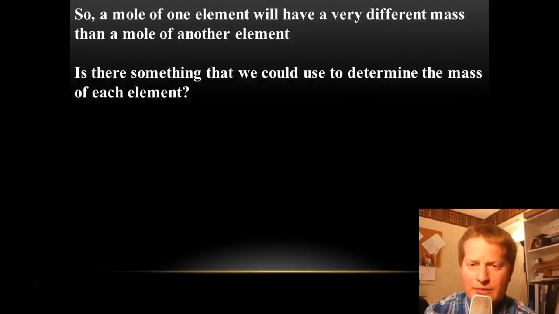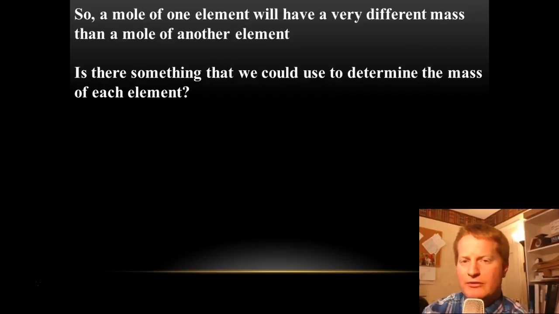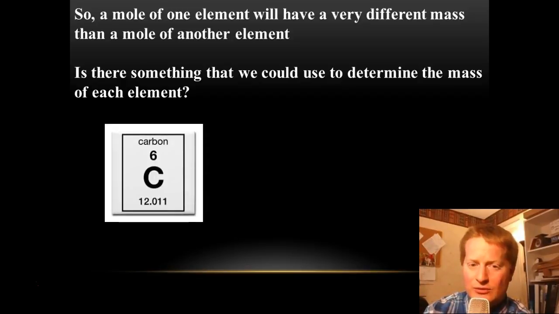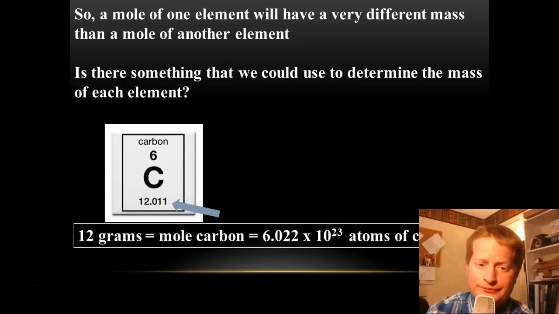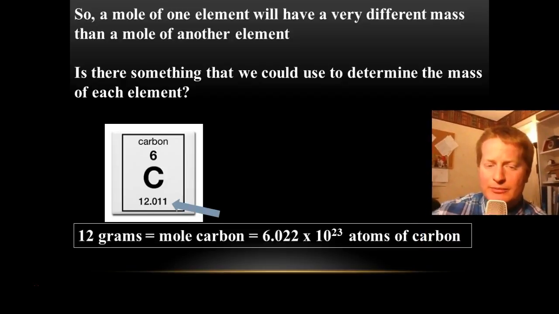So if they all have different masses, is there a way we could quickly look at some table somewhere that could give the masses of those elements? Well, actually, yeah, there is. On the periodic table, if we look at the atomic mass, we can now use that as molar mass. For example, we said before, carbon has a mass of 12 grams. That's how much 1 mole of carbon weighs on the balance. So if you have 12 grams of carbon, you're going to have 6.02 times 10 to the 23rd atoms of carbon, because you know you have 1 mole.